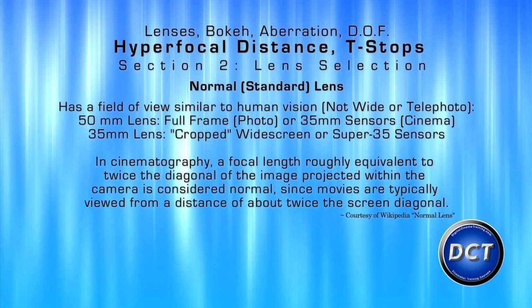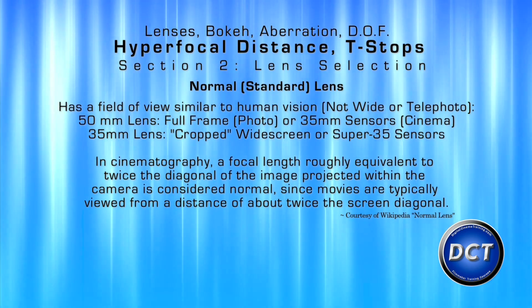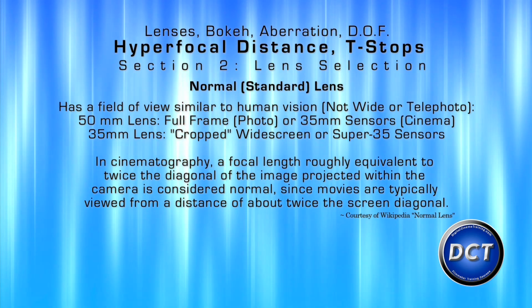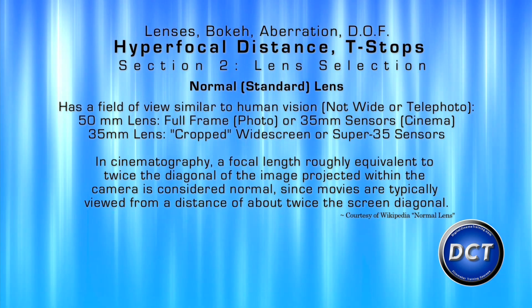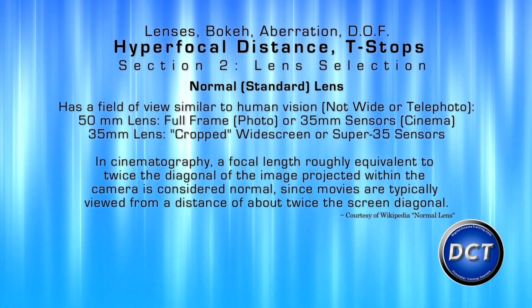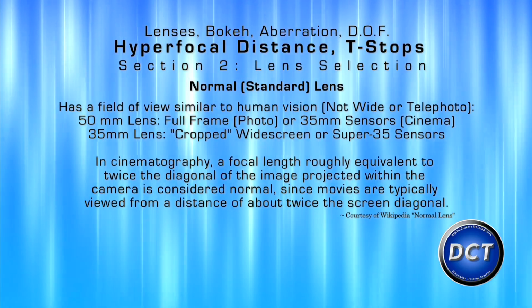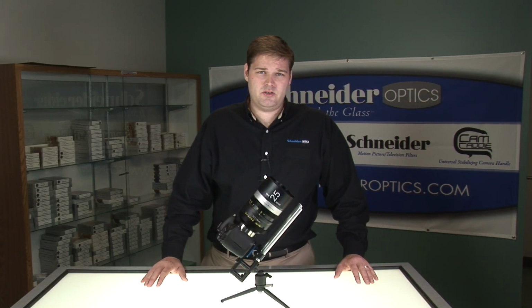If you have a crop sensor or a cinema size sensor, then you're going to be selecting a wider focal length like a 35, which will then become closer to the field of view of a 50 millimeter on a full frame. If you're looking for tighter shots, then a longer focal length is going to be a better choice. This is for interview work.